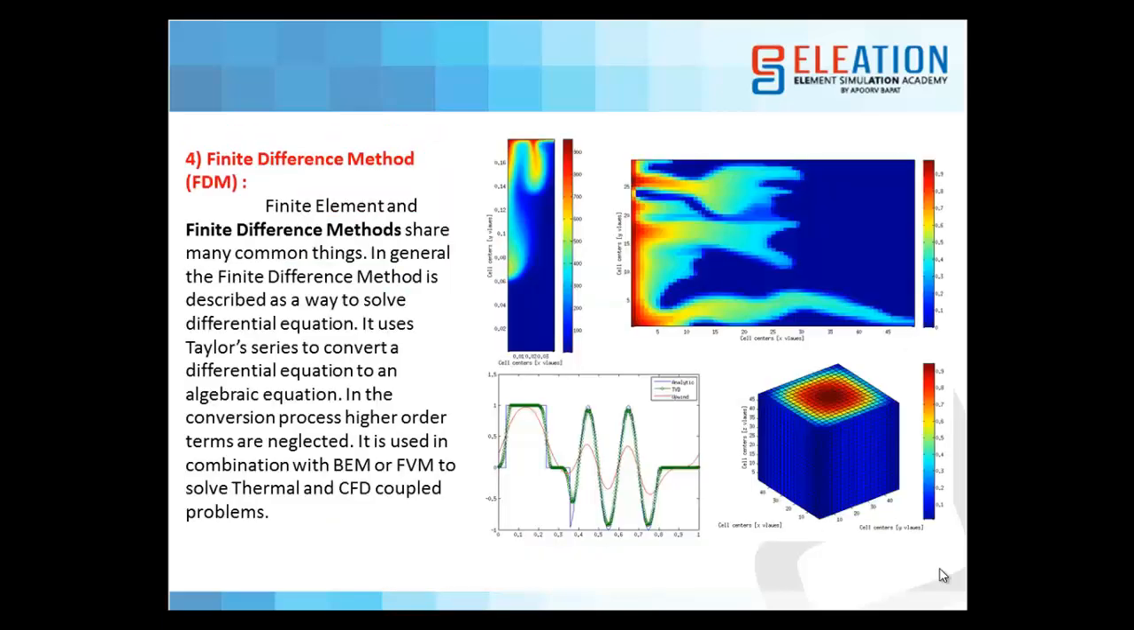Then we'll see the finite difference method. The finite difference method shares most things in common with the finite element method. In general, the finite difference method is described as a way to solve differential equations. It uses Taylor series to convert a differential equation to an algebraic equation. In the conversion process, higher order terms are neglected. It is used in combination with the boundary element method or finite volume method to solve thermal or coupled problems.